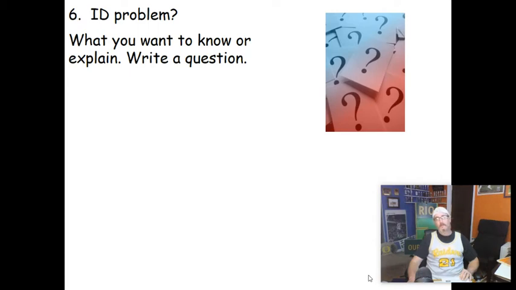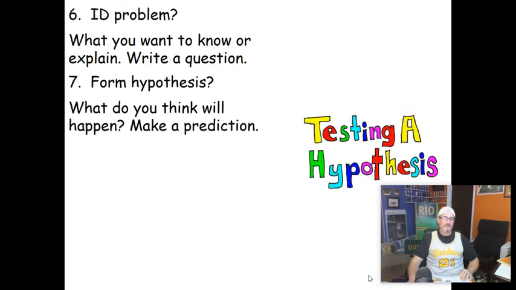All right, the second part of the scientific method is to come up with a hypothesis. What do you think will happen? Make a prediction. And this is why observation is so important. If you're just guessing what's going to happen, you might be right, but you probably will be wrong. So I would make some observations so your hypothesis is closer to what will actually occur.